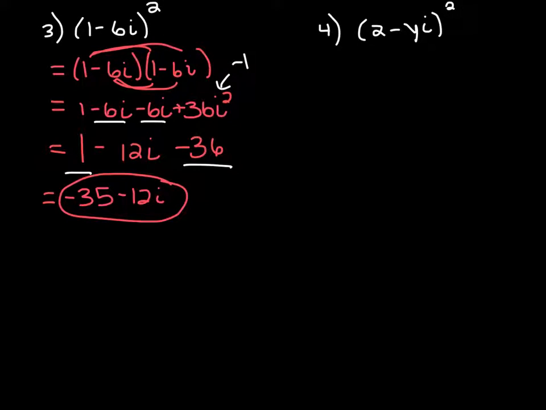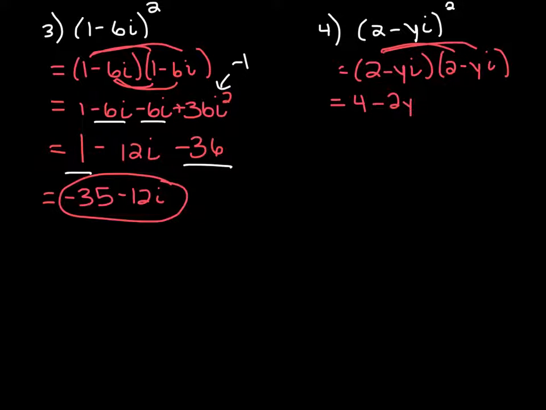Okay, number 4. So because it's squared, I'm going to take it and write it out twice. And this time we have a y in there, but that's not a big deal. Okay, so when we double distribute, 2 times 2 is 4. 2 times negative yi would really just be negative 2yi. Okay, again, a negative yi times 2 would be another negative 2yi. Okay, just put the y at the end of the expression.